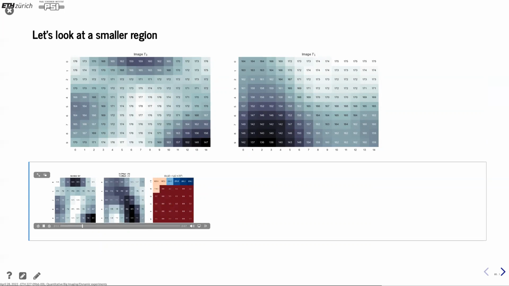This is the mean squared error. And you can see that there is some minimum around here. And that would be this displacement that we are working with.